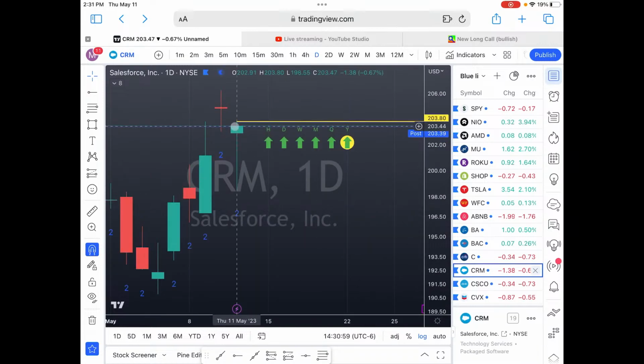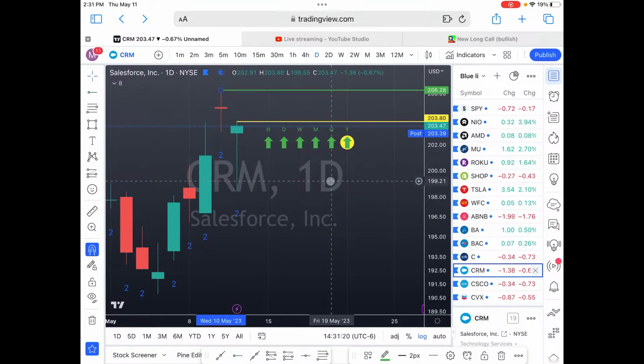Okay, CRM. Guys, here's another really good setup, okay? 2 down green, hammer candle, okay? We look for calls at that 203.80 trigger. We've got full time frame continuity. We've got a 2 down green. We've got a hammer candle. And we've got our first targets marked out at 206.28.